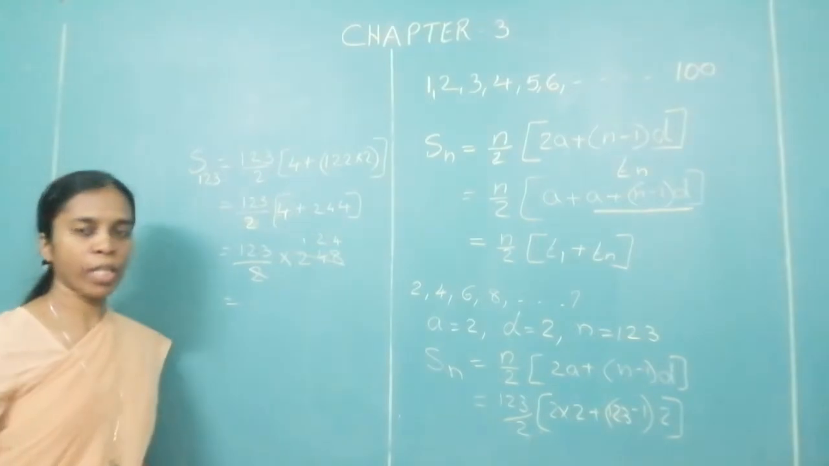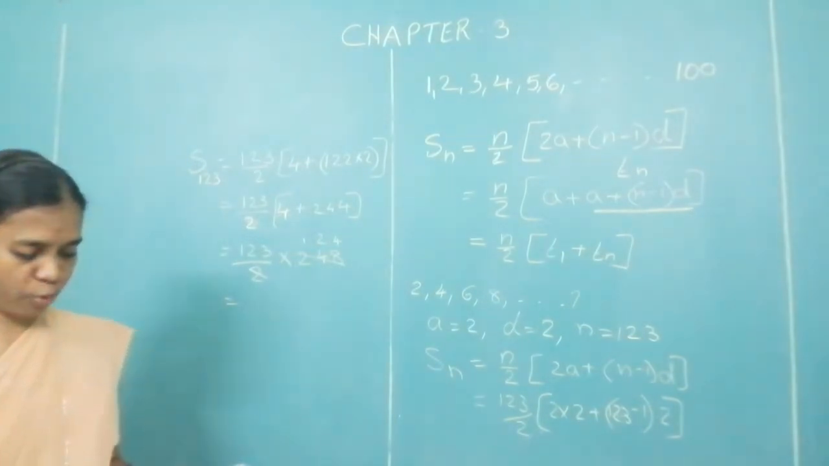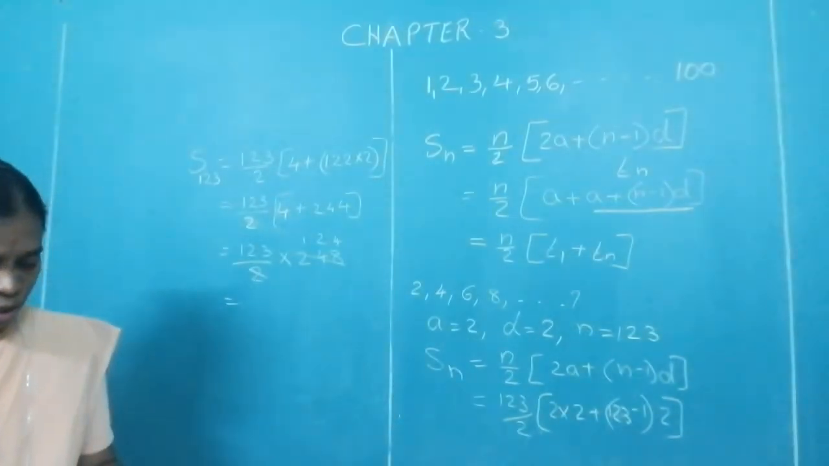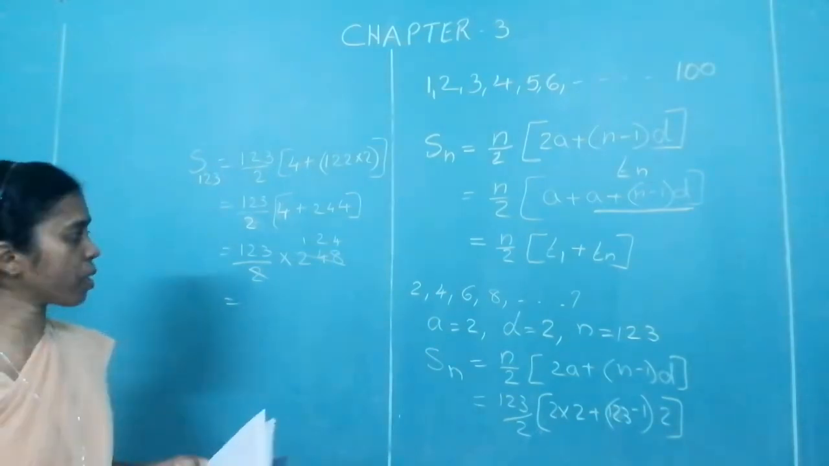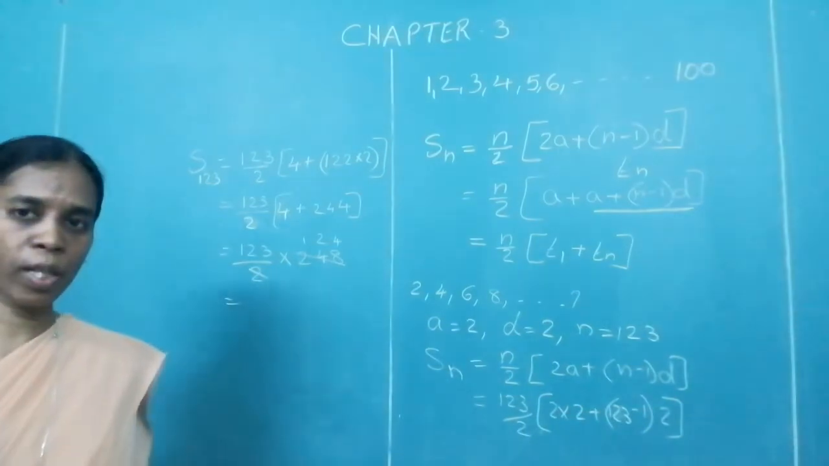Okay. Multiply this and you will get the answer, and then you have to write a concluding statement. Therefore, the sum of 123 even natural numbers is so and so. Okay.